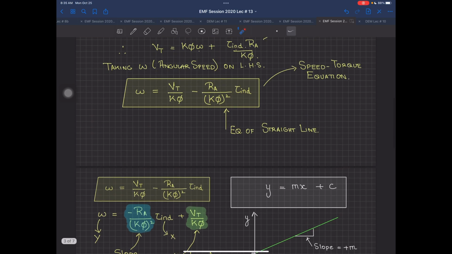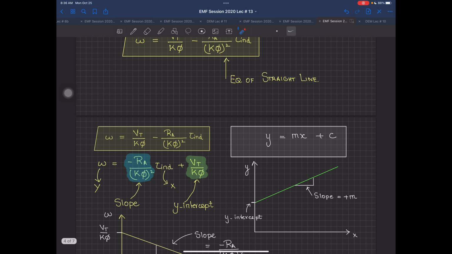Now in our equation, you can see a negative sign. And what is our variable on the x-axis? I have torque induced. So I rearrange this equation, and it becomes omega equal to minus Ra divided by K phi whole square times torque plus Vt divided by K phi. Minus Ra divided by K phi whole square is the slope, and this is negative. This means that my speed is decreasing. And Vt by K phi is the y-intercept.